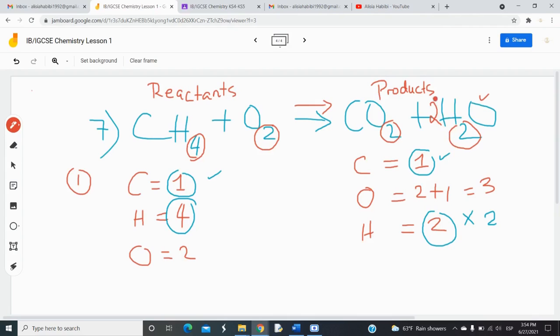So eventually, once you've put a 2 in front of this water compound, it becomes 2 molecules of water in general. But for hydrogen specifically, it becomes 4 because you have 2 now times 2, which is equal to 4. So that makes it balanced, right? That's balanced because we now have 4 atoms of hydrogen on the product side, which is the same as 4 atoms of hydrogen on the reactant side.